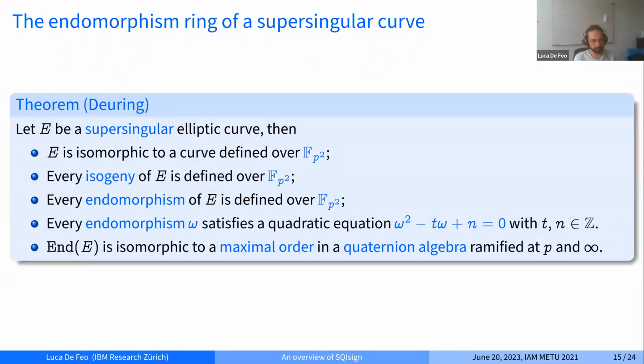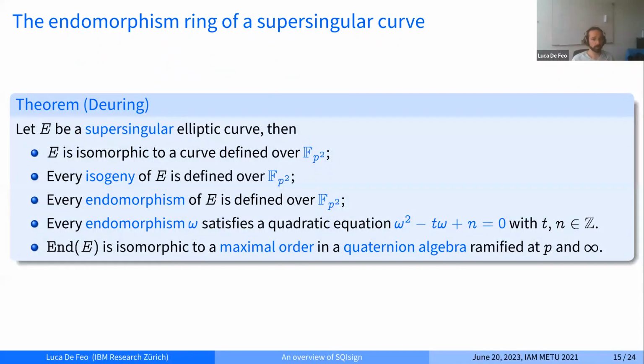Now I can say what a supersingular curve is. A supersingular curve is a curve that satisfies the properties that are listed here. So first of all, you can prove that every supersingular curve is isomorphic to one defined over F_p squared. So in particular, its j-invariant is defined over F_p squared. So even though we consider the set of all supersingular curves over the algebraic closure, in the end, we can just focus on a finite set. And in the end, we can do all computations in a finite field of p squared elements. Every isogeny of supersingular curves is also defined over F_p squared. So again, also the isogeny computations all happen over F_p squared.